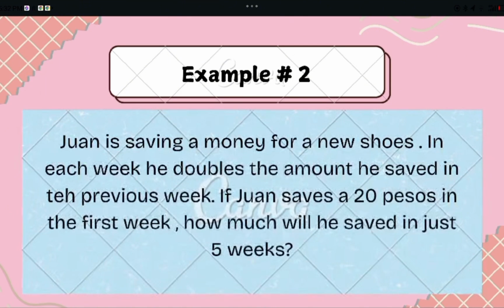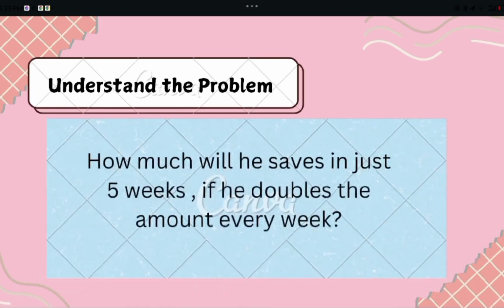So, let's have another example. Someone is saving money for new shoes. In each week, he doubles the amount he saved in the previous week. If he saves 20 pesos in the first week, how much will he save in just 5 weeks? So to understand the problem, how much will he save in just 5 weeks if he doubles the amount every week.